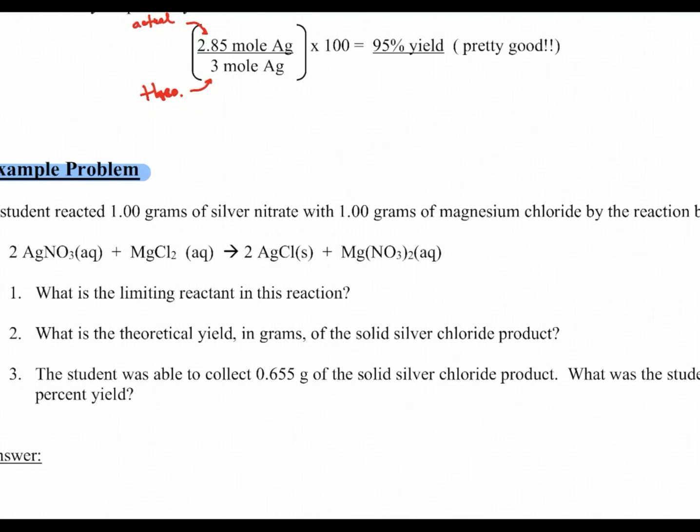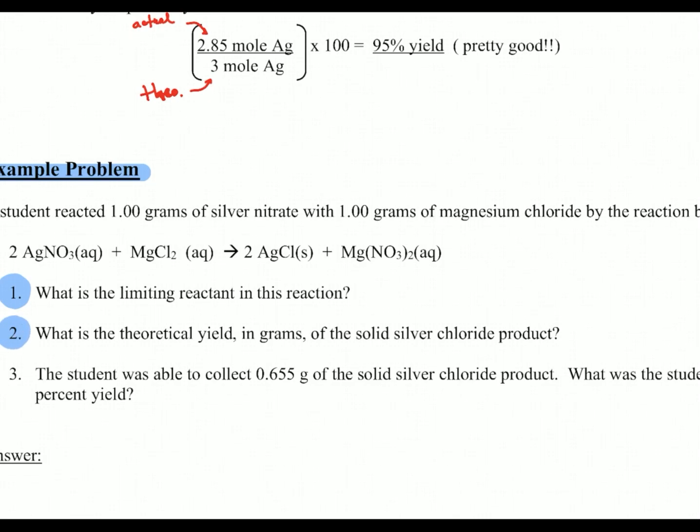It says, number 1, what's the limiting reactant? Number 2, what's the theoretical yield in grams of the solid silver chloride product? And 3, if a student was able to collect 0.655 grams of solid silver chloride product, what was the student's percent yield?